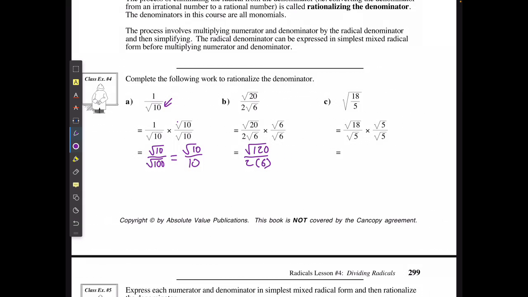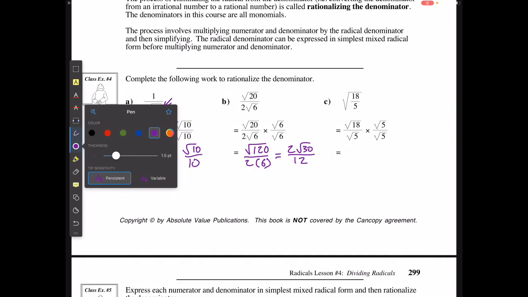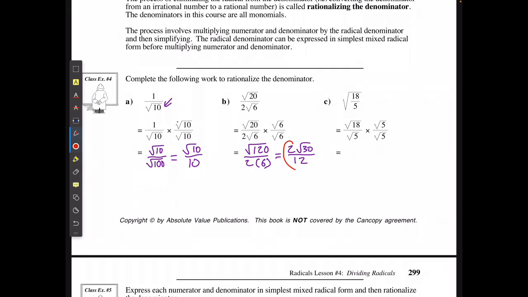Well, this can be simplified. The square root of 120 I can simplify to 2 root 30. 2 times 6 is going to give me 12. And what's outside of the radical has a common factor of 2. So I'm going to divide both those by 2 and just get root 30 over 6.